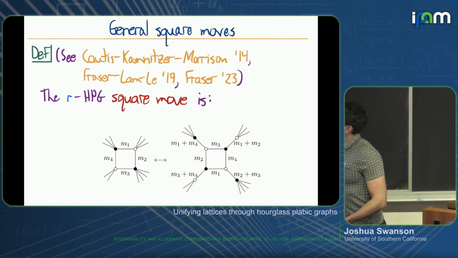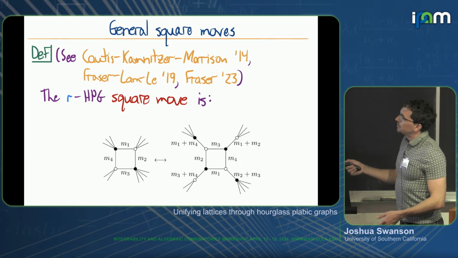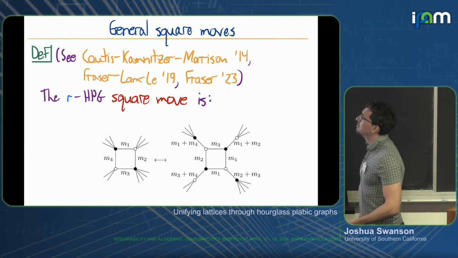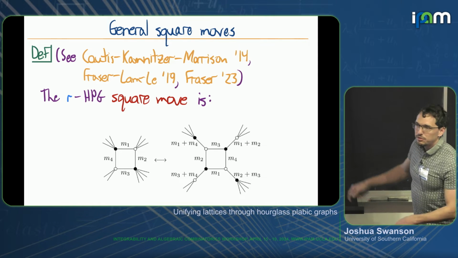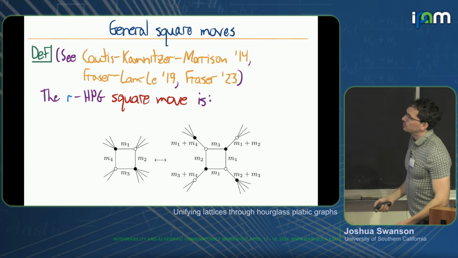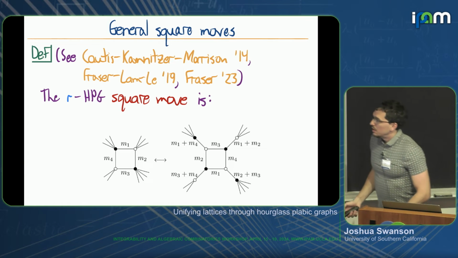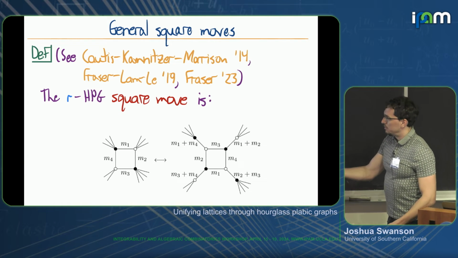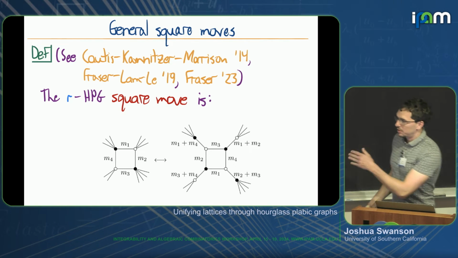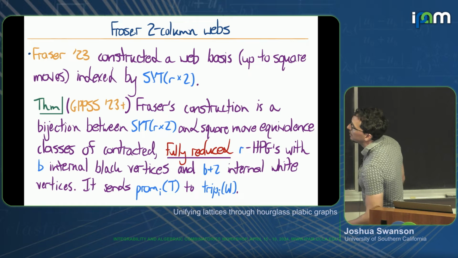I also need to mention the general square moves. I'll reference a few: Kautas, Kamnitzer, Morrison, Fraser, Lamb, and Fraser, where this sort of thing has appeared before. Here's a general hourglass plabic graph square move. Here I'm assuming sums of R around each guy, and I've suppressed the onions because I don't care about trips at the moment, but they're there.